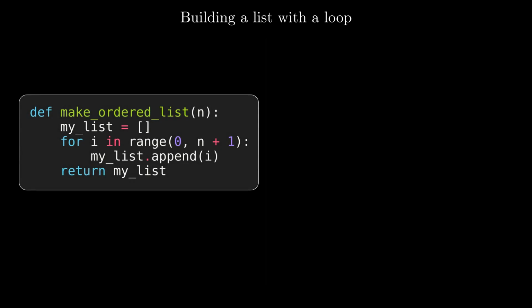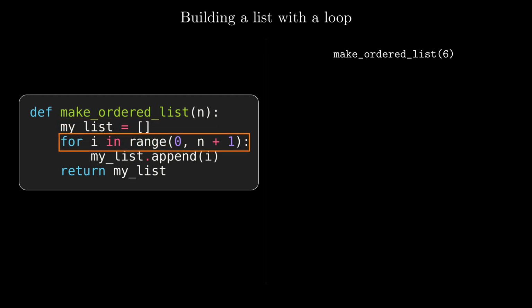Let's use append to build a list. We want a function, makeOrderedList, that takes a positive integer n and returns every integer from 0 up to and including n in order. So makeOrderedList of 6 should give 0, 1, 2, 3, 4, 5, 6. Here's the pattern. First, create an empty list. Don't name it list, because list is already the name of the type. Anything that changes color in your editor is off limits. Call it my_list instead.